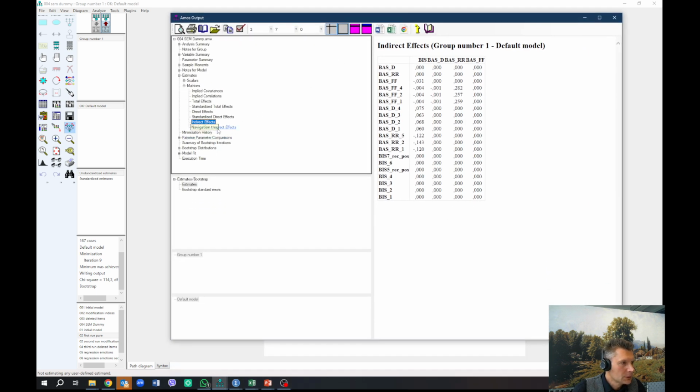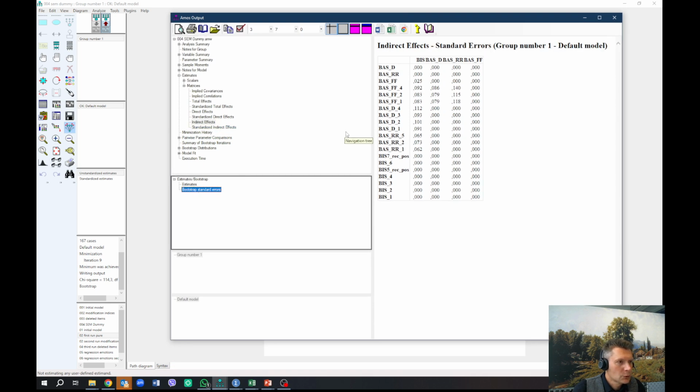If we go to bootstrap standard errors, we find the significance level, and it seems it is statistically significant at the p level of 0.025. It is significant. Again, remember, it makes not so much sense just because there is no theory behind it. We just wanted to play with the data.